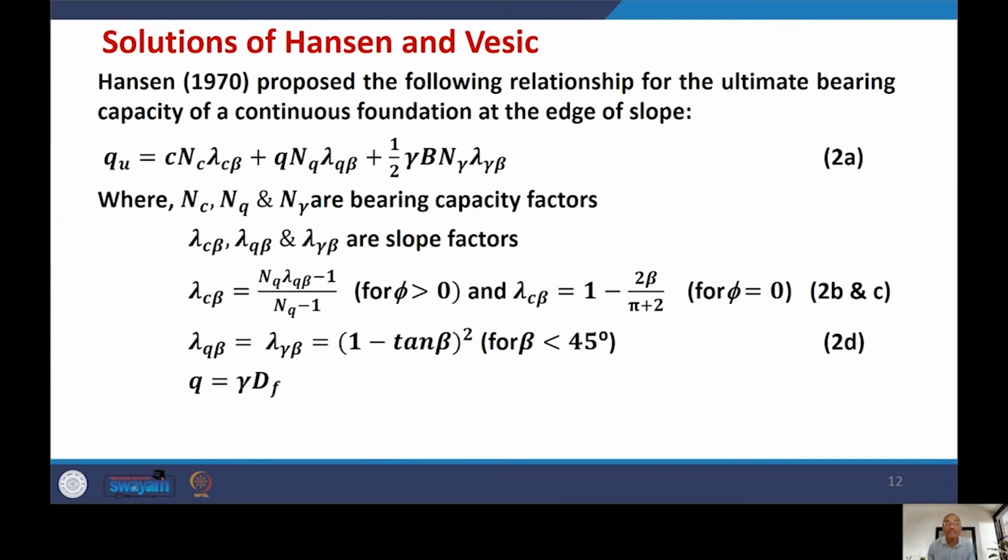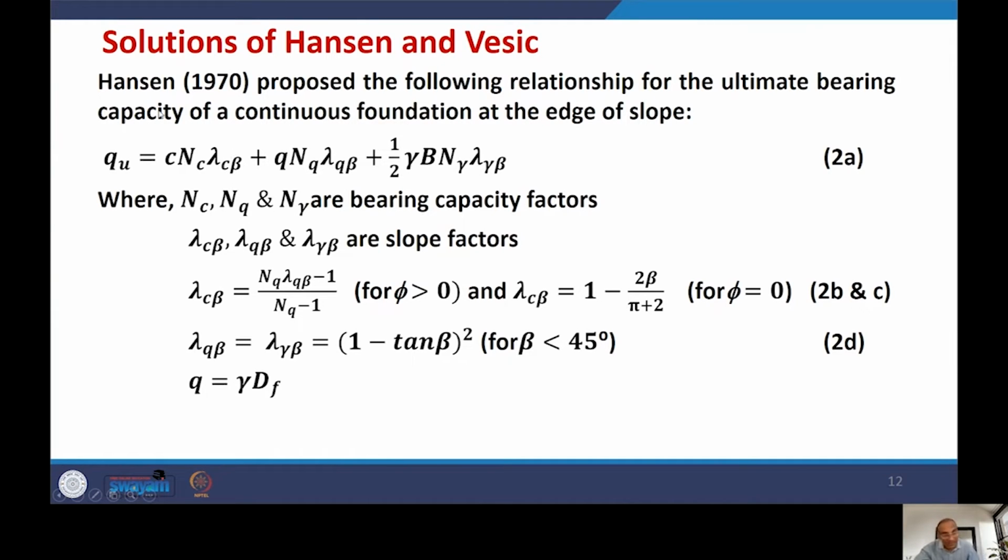And what is the equation? Qu equals c Nc lambda c beta plus q Nq lambda q beta plus half gamma B N gamma lambda gamma beta. So there is only a small difference in this equation. In the last equation we discussed that Hansen and Lessig have introduced three more parameters, lambda c beta, lambda q beta, lambda gamma beta, to take care of the effect of slope.